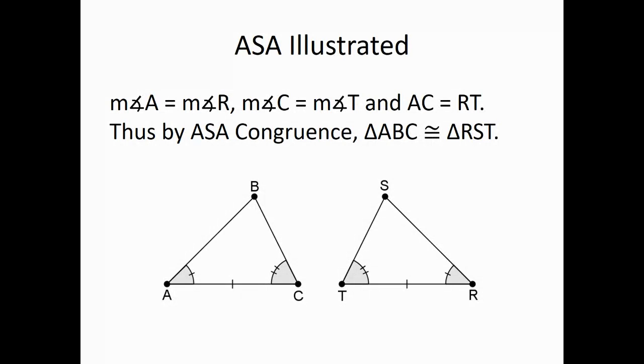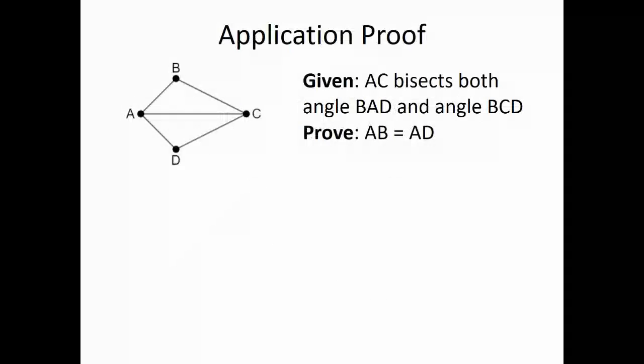Okay, so I've got two triangles, ABC and RST. I have angle A in one equal to angle R in the other. I have angle C in one equal to angle T in the other. So I have two pairs of equal angles. And then the included sides are equal as well. That is, the sides that are in between the equal angles are also equal. Okay, so I have what I need for ASA congruence. So I may say by ASA that ABC is congruent to RST.